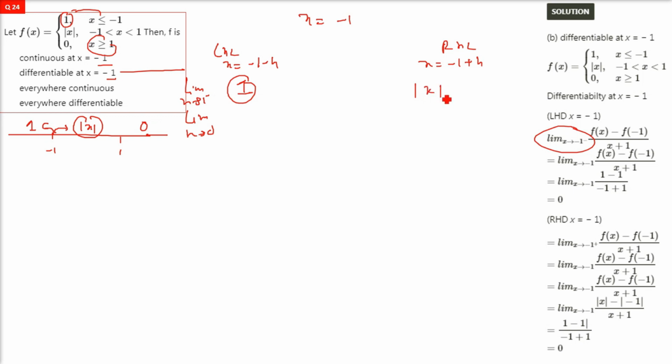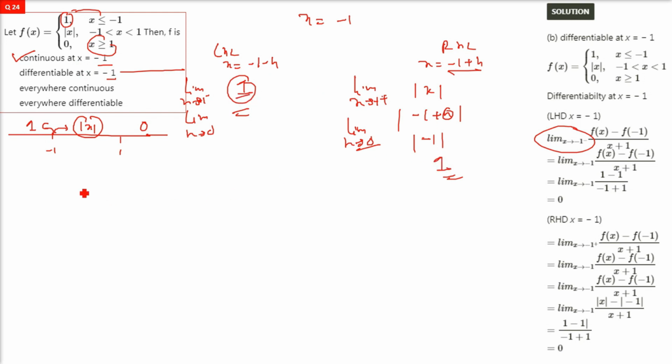Okay, now on the right, what will we get? For -1 and greater, you will get modulus x. So modulus x, just put -1 plus h. When we apply the limit h tends to 0, you can just put h as 0, and it will be modulus -1. Modulus of -1 is always going to be a positive value. Modulus will always give you a positive value. So the left hand limit and right hand limit, you see they both are 1. When they both are 1, the function is continuous at x equals -1. So this is the first thing that we get.